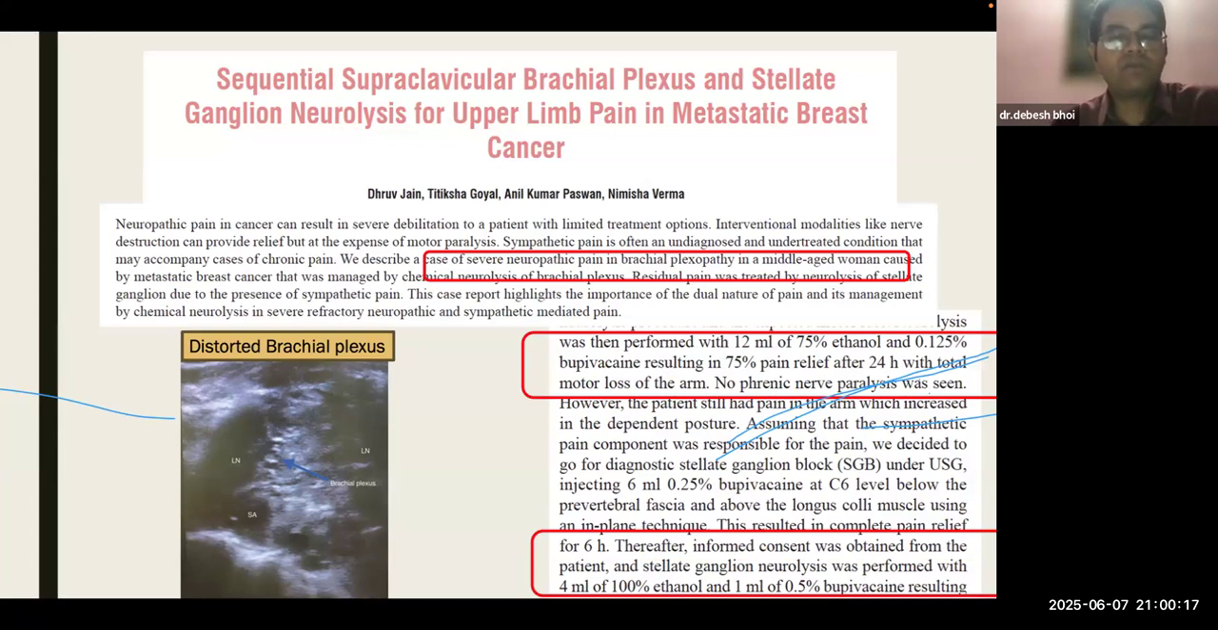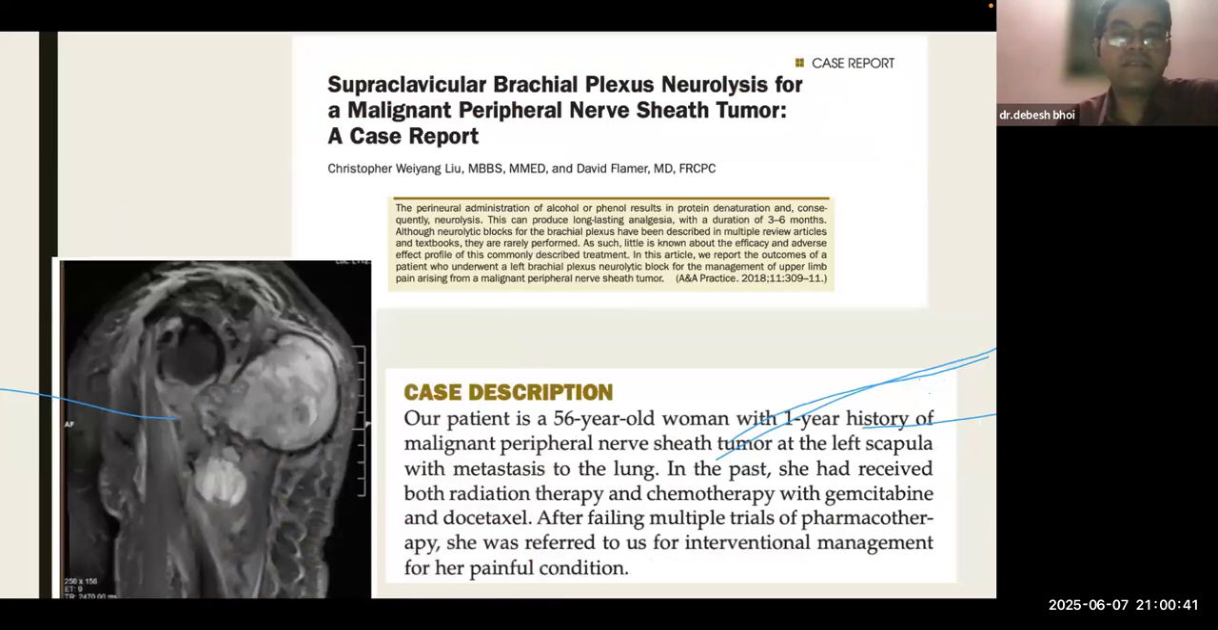But again, we have to remember the dose or volume in this case, because the patient had only certain motor paralysis. In this case you can go for intraneural injections, so that the drug will not spill over outside the plexus and other vital structures will not be involved, and only the pain will be treated.